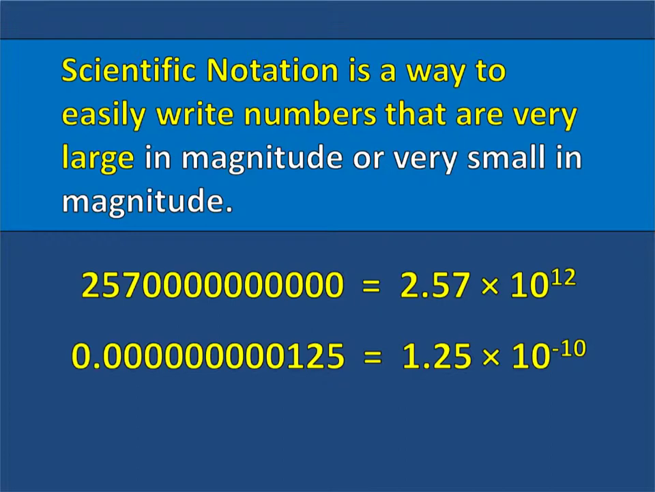Okay, so why do we even use scientific notation? Well, it's a really easy way to write numbers that are very, very big or very, very small. So that's what I'd like you to write, please. Okay, so again, you're writing what's highlighted in yellow. Scientific notation is a way to easily write numbers that are large, so big, or small, little.